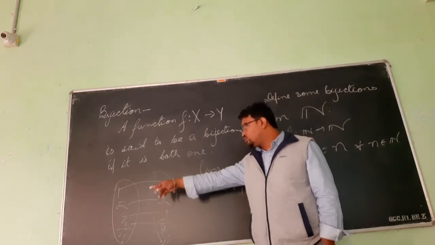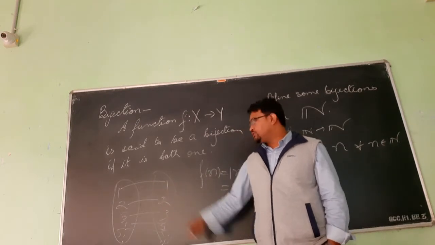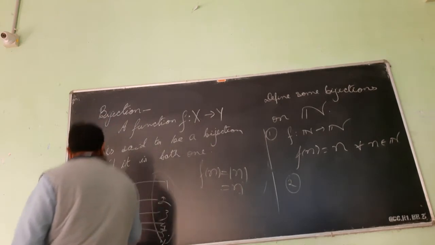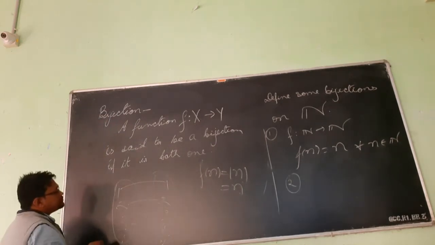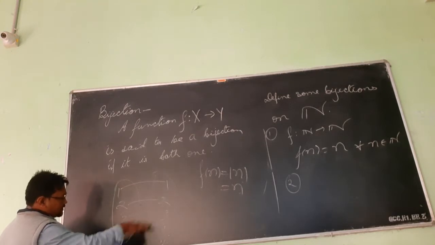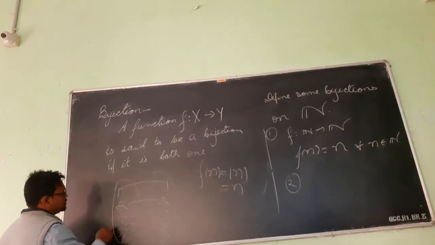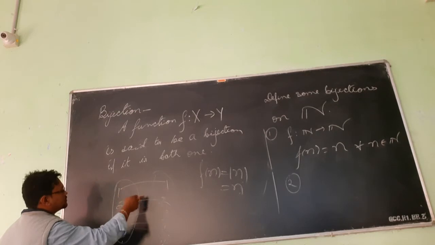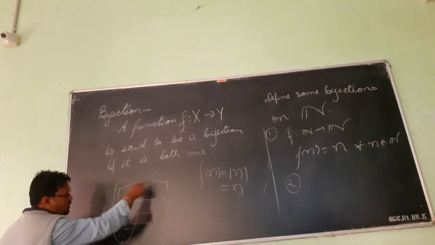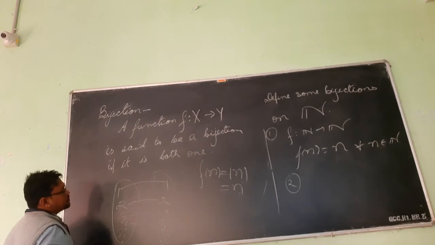Here 1 goes to 1, 2 goes to 2. Change that. How can I change? Forget about these things. Just concentrate on these two. This is a function from the set {1, 2} to {1, 2}. So how can I change?